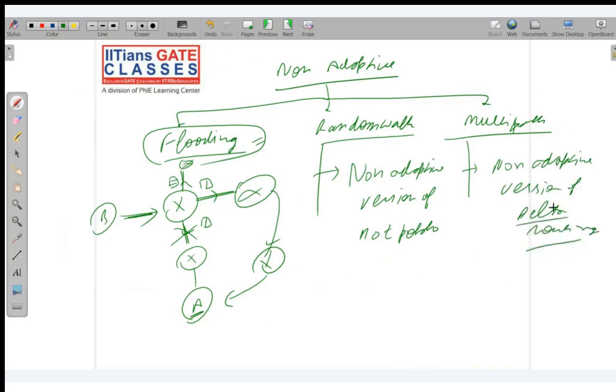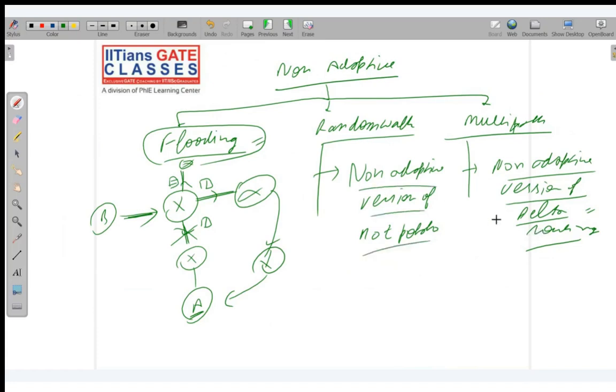Actually, these algorithms are very big. If you dig deep, then for delta routing you have an entire book written on how it works and so on. You have a 1000 pages book for these algorithms. So we really don't need these kinds of things. I'm just giving you a one line idea.